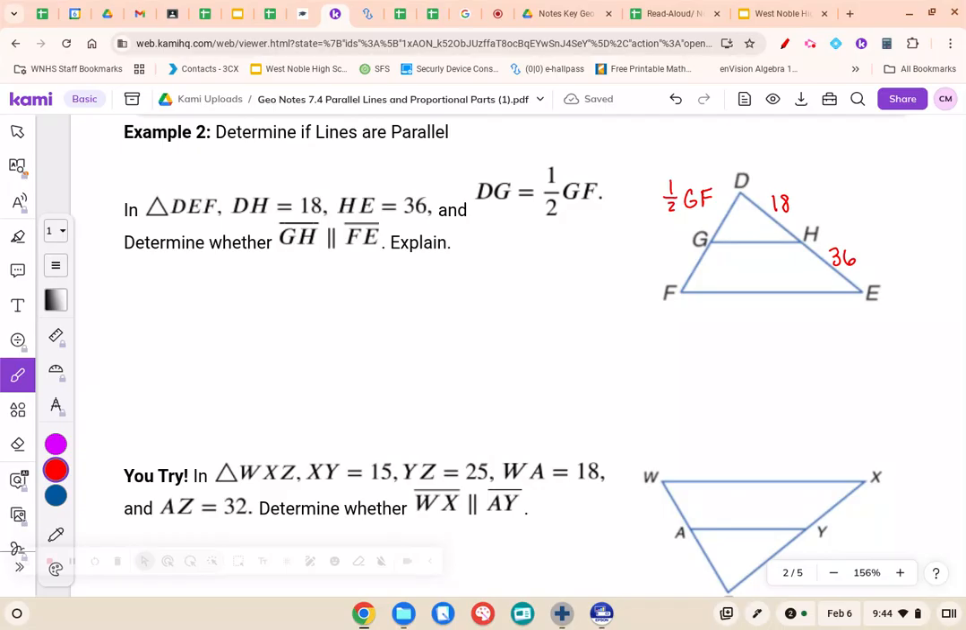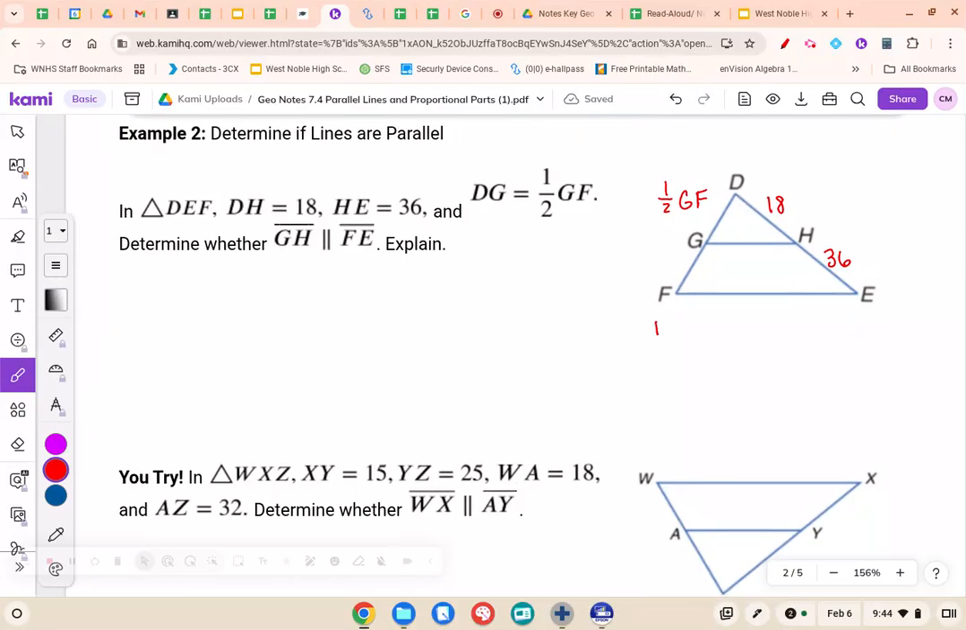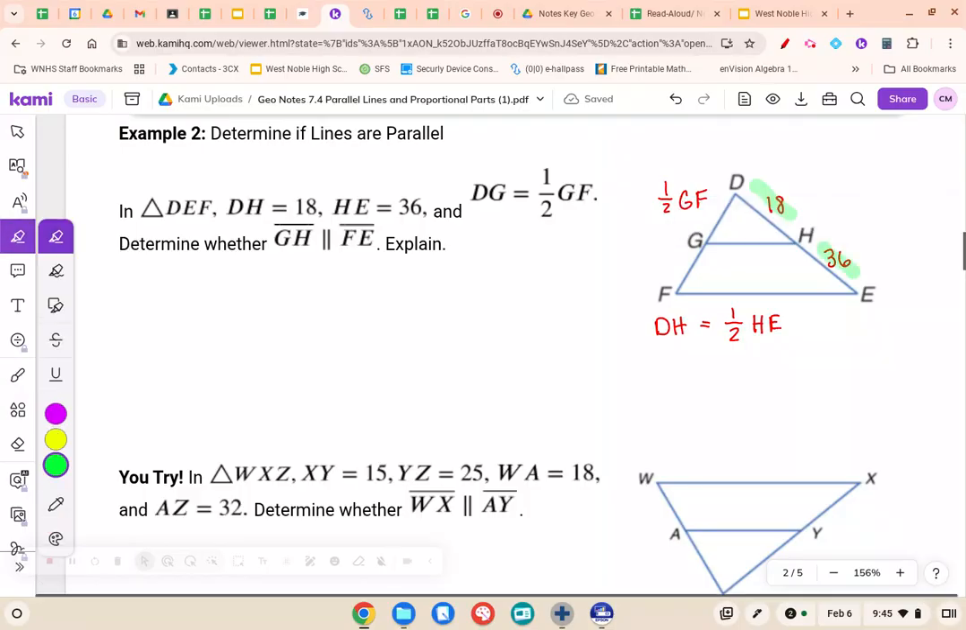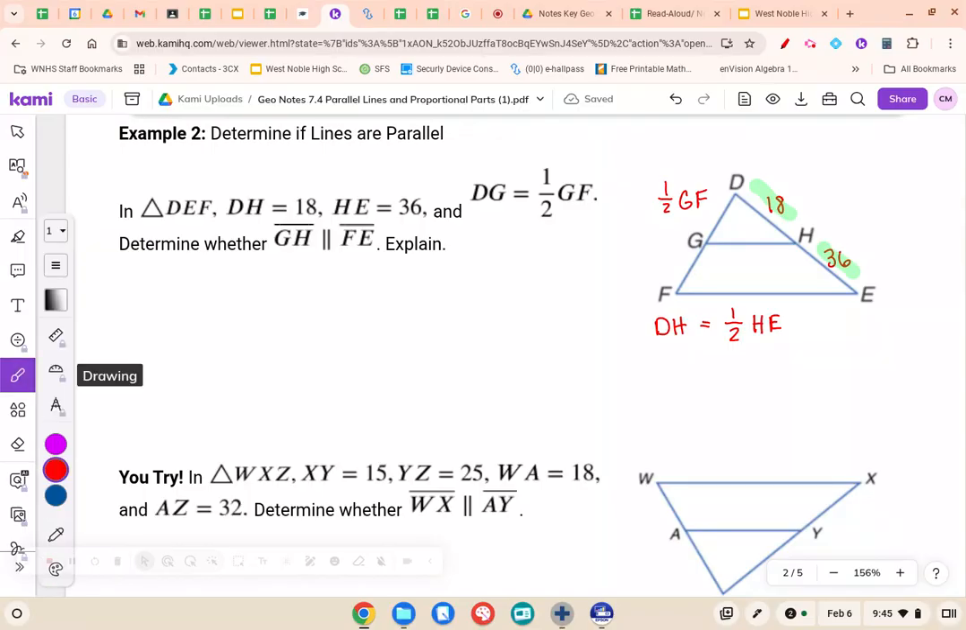I'm going to ask myself to compare with the other side, is DH equal to 1/2 of HE? So I'm looking at these two parts here. If that is true, then I know that these are proportional without setting a proportion to cross multiply. So then I would know that my segments are parallel. So I'm going to just plug in this information.